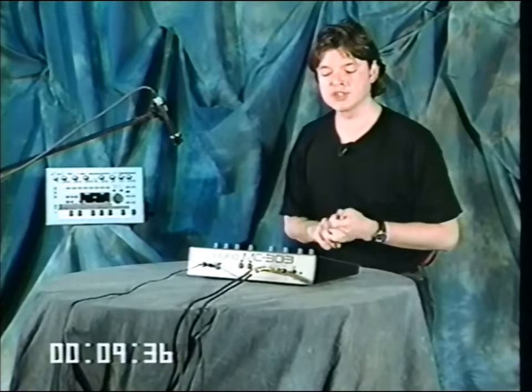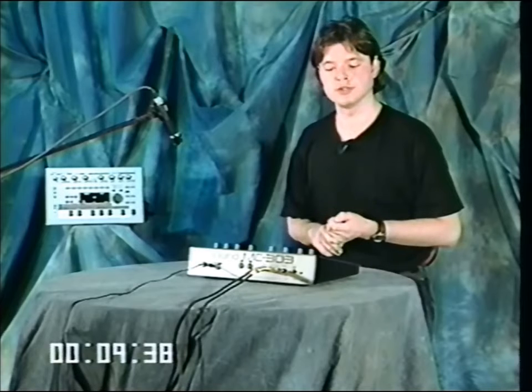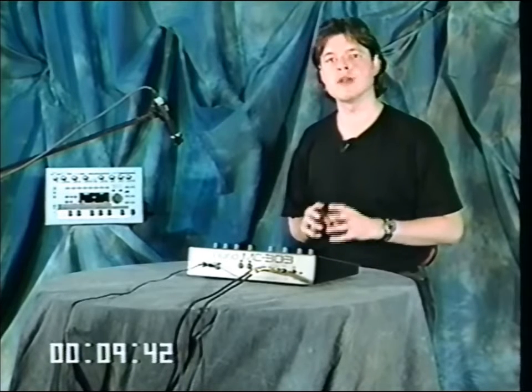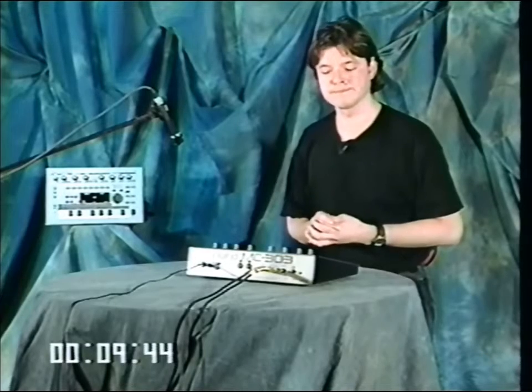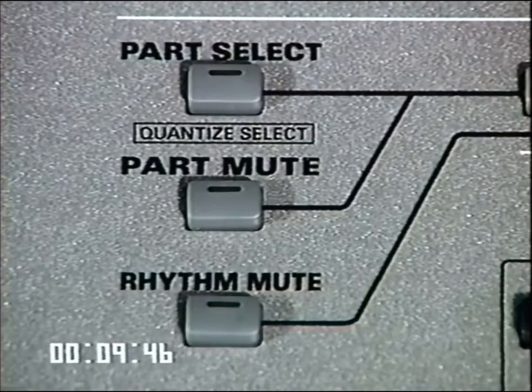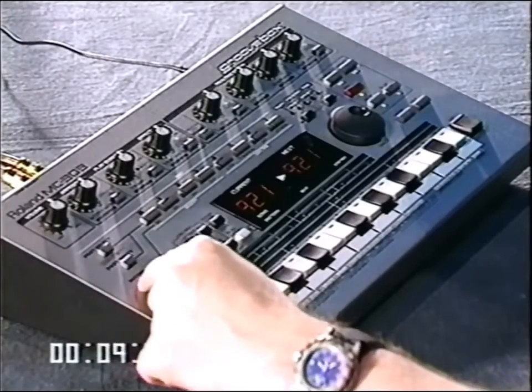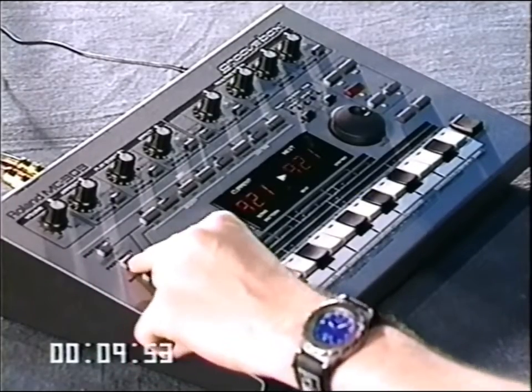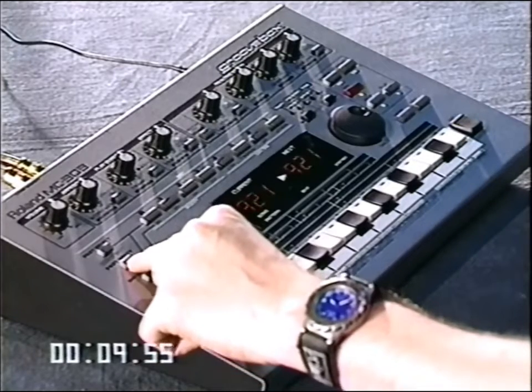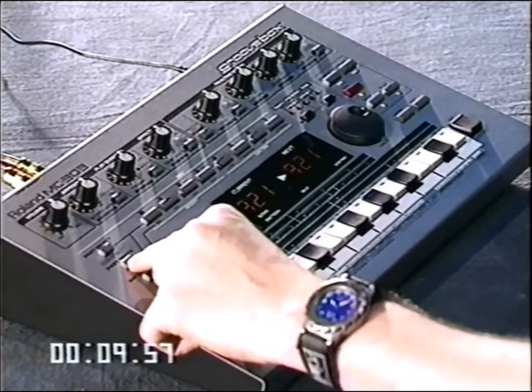Well, obviously, we have our main rhythm part, the drum part, but in addition to that, we have seven other parts, okay? Now, it's actually possible, whilst the pattern is playing back, to mute the various components of the pattern. Now, what I want you to do next is press the Part Mute button down here. We have three options: Part Select, Part Mute, Rhythm Mute. Press Part Mute, and the light in the button should illuminate.